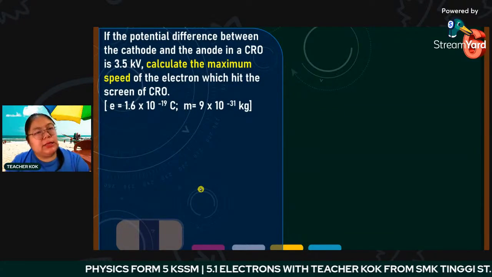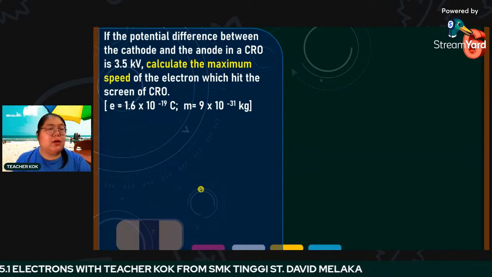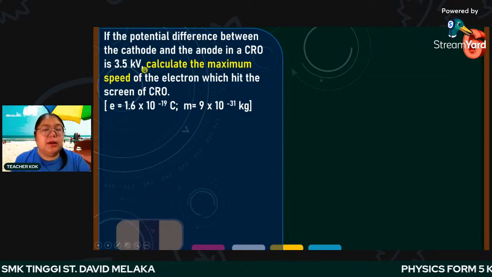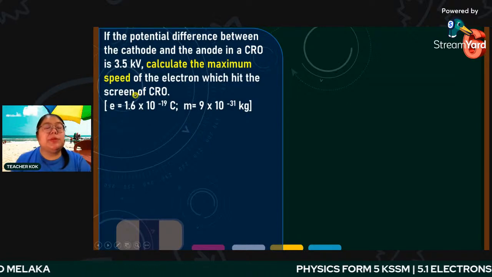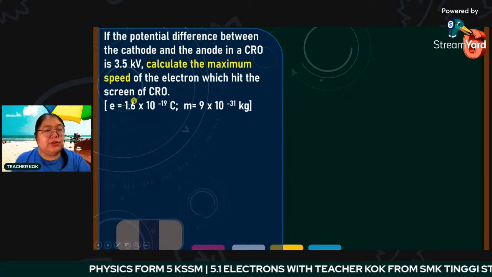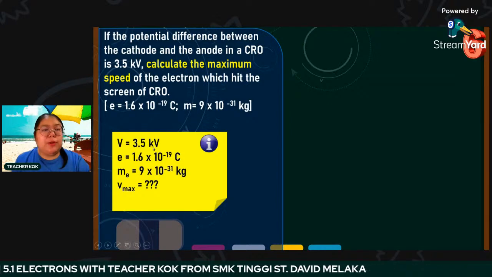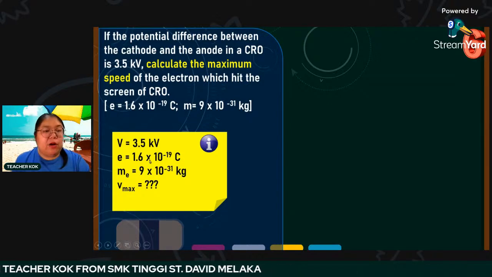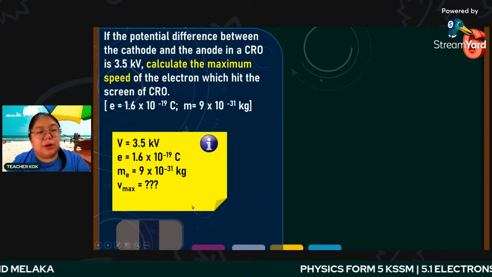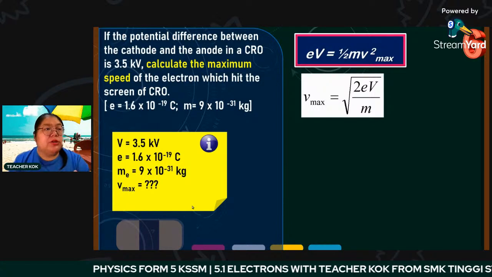Number 6: if the potential difference between the cathode and the anode for the CRO is 3.5 kilovolt, calculate the maximum speed. Maximum speed means V maximum of the electron which hits the screen. Now we see the info: potential difference 3.5 kilovolt, the mass of electron, and the last one they want is maximum speed. We're still using the same formula as just now. You need to square root. So I want your answer.